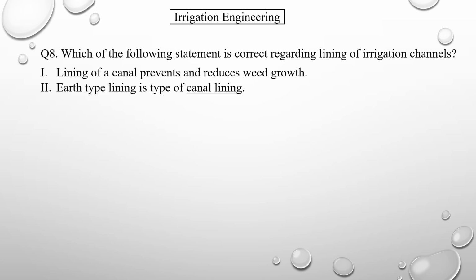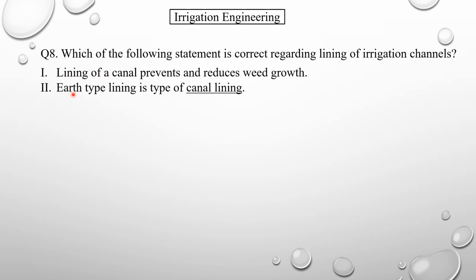Then next question is from irrigation engineering. Question number 8. Which of the following statements is correct regarding lining of irrigation channels? Here they ask for the correct option regarding the irrigation channel. First, lining of canal prevents and reduces weed growth. Yes, it prevents and reduces the weed growth. Also, it prevents seepage and reduces the seepage loss. Okay, then the first option is correct.